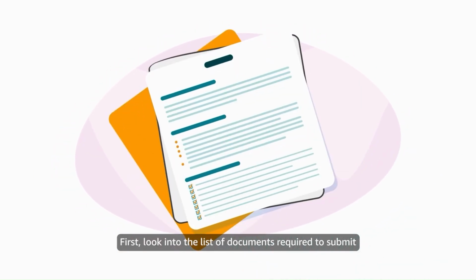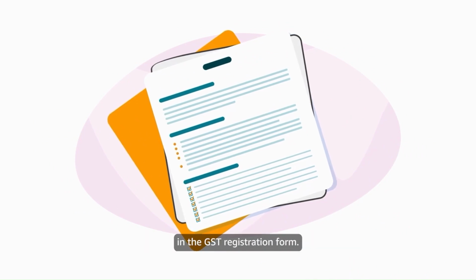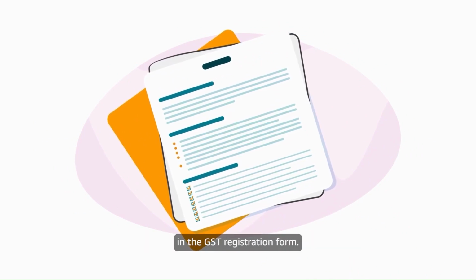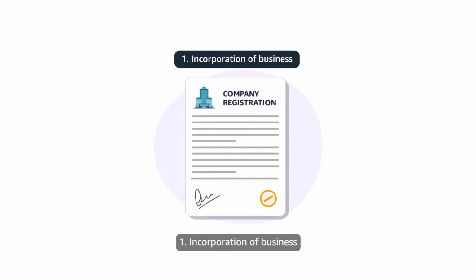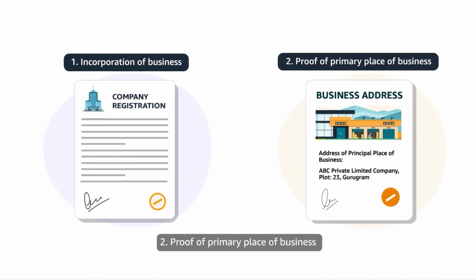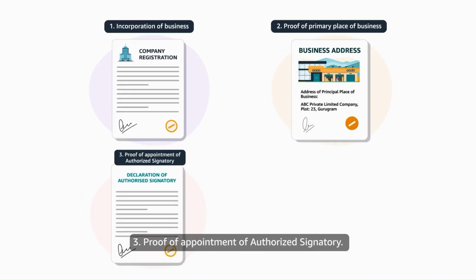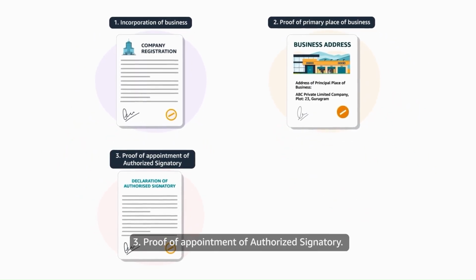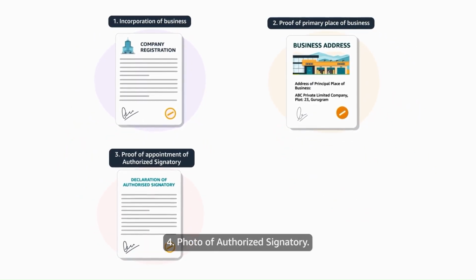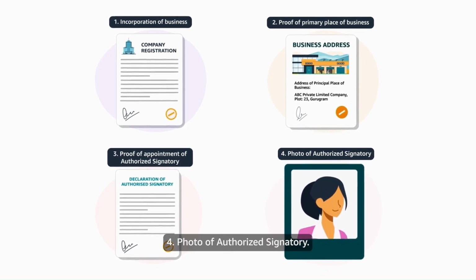First, look into the list of documents required to submit in the GST registration form. Number 1. Incorporation of business. Number 2. Proof of primary place of business. Number 3. Proof of appointment of authorized signatory. Number 4. Photo of authorized signatory.